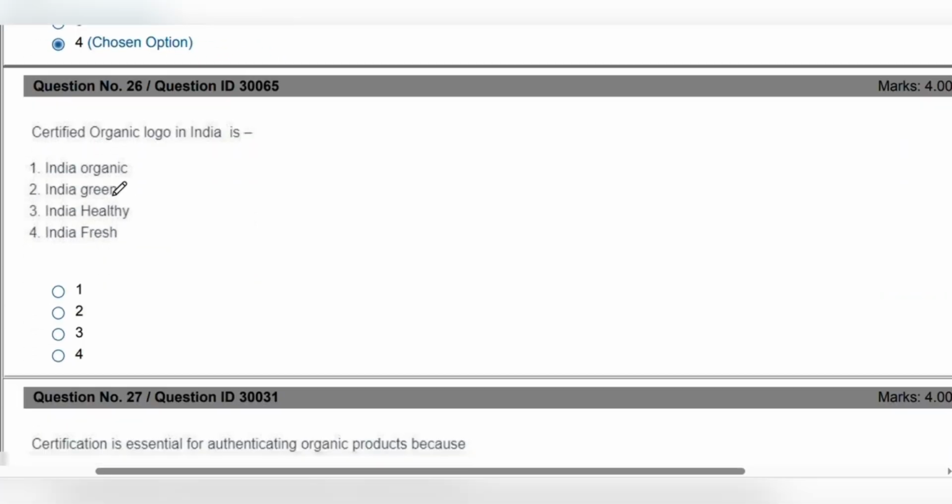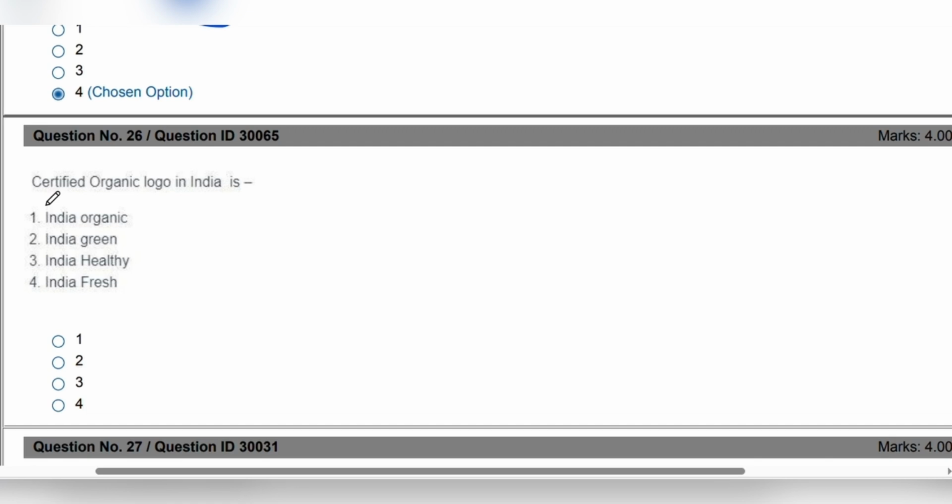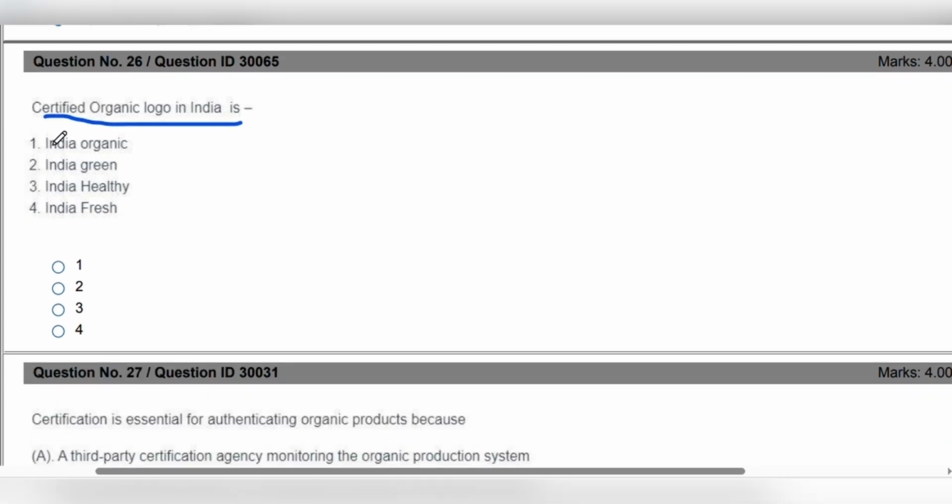Certified organic logo in India is, this is also an organic question. So I think if you remember, I told you organic agriculture is getting lots of attention in this year's JRF, and there is a huge chance it will get in the next year's JRF as well. So you should thoroughly read organic agriculture. Here the answer is India Organic. You should know this, India Organic. I think you know this. NPOP provides this, and the certified organic logo is India Organic. Fine. Option 1 is the correct answer.